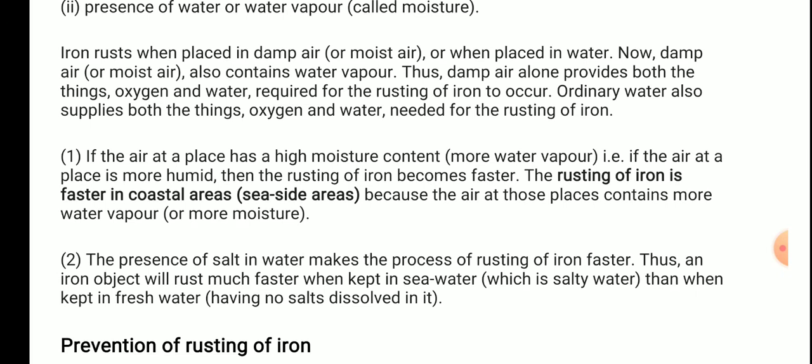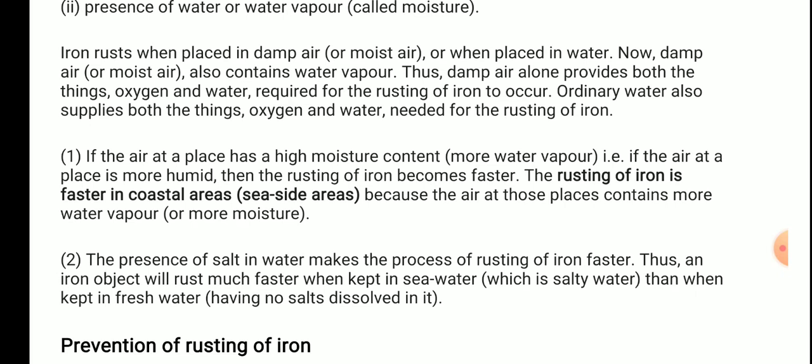Next, if the air at a place has high moisture content, that is more water vapor, that is, if the air at a place is more humid, then the rusting of iron becomes faster. Why? Because more water, more oxygen will be there, then the reaction will be more. So the rust will form quickly. The rusting of iron is faster in coastal areas, seaside areas, because the air at those places contains more water vapor. Definitely we know that in the coastal area there is more humidity in the air. So that's why the rusting of iron is faster in the coastal areas.